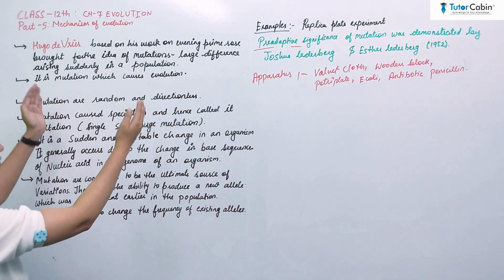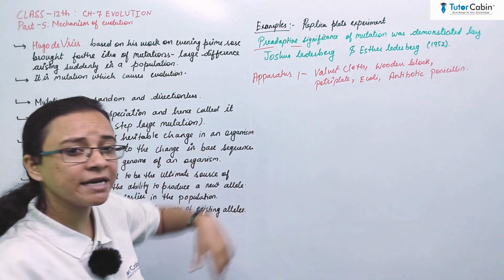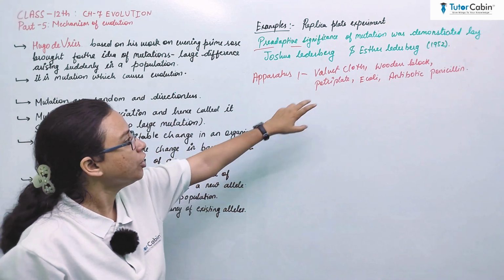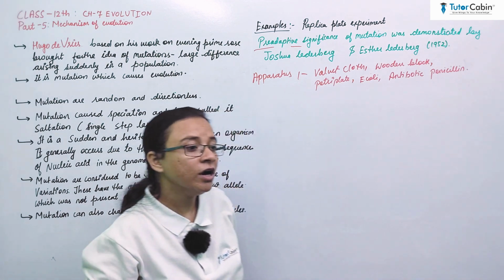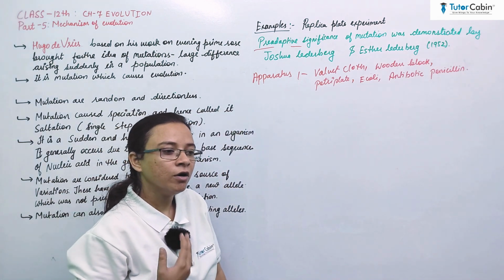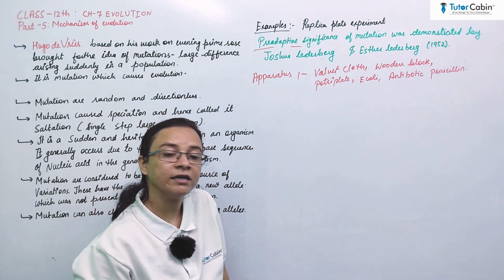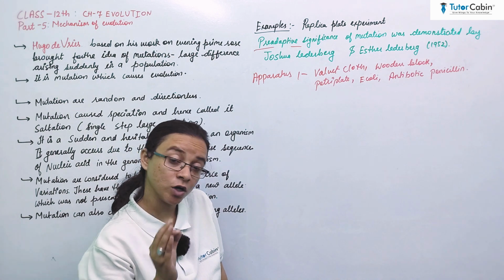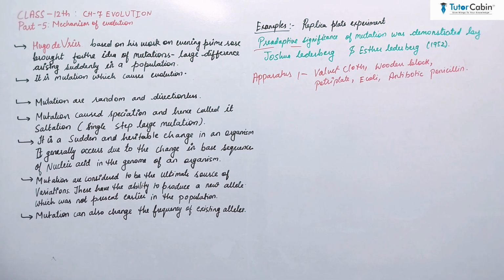We understand this mechanism with the help of the replica plate experiment. This replica plate experiment is based on the pre-adaptive significance of mutation, friends. It was demonstrated by Joshua Lederberg and Esther Lederberg in 1952. If you go to higher classes, you will study this experiment in an advanced way also. This is a very good experiment to define evolution.